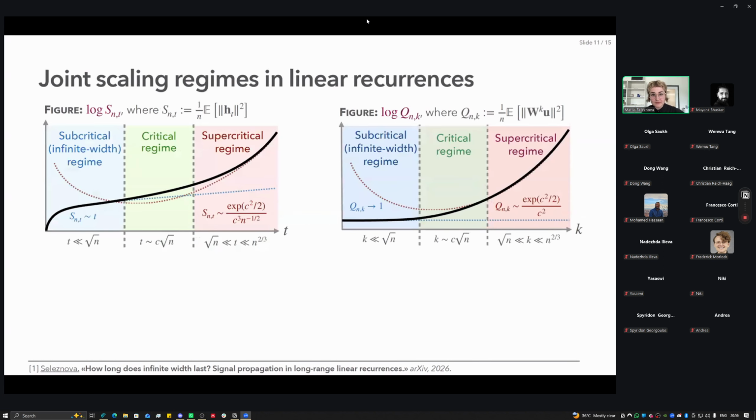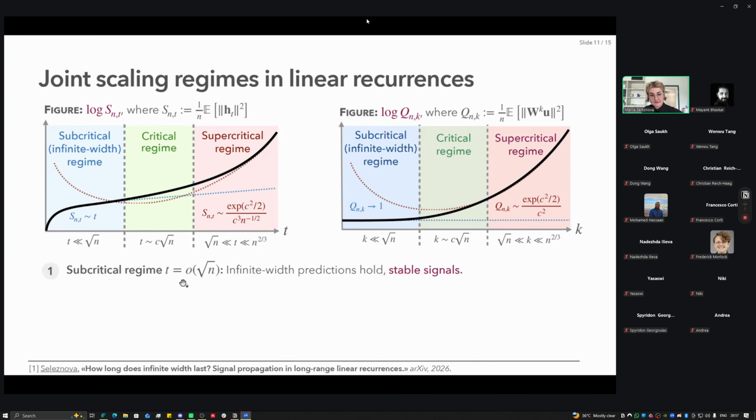So maybe let's better look at the pictures. Here you see how the energy S and also the energy Q behave depending on how we scale the sequence length together with the network's width N. And in both pictures, I separate the behavior of these energies into three different regimes. The first one I call the subcritical regime.